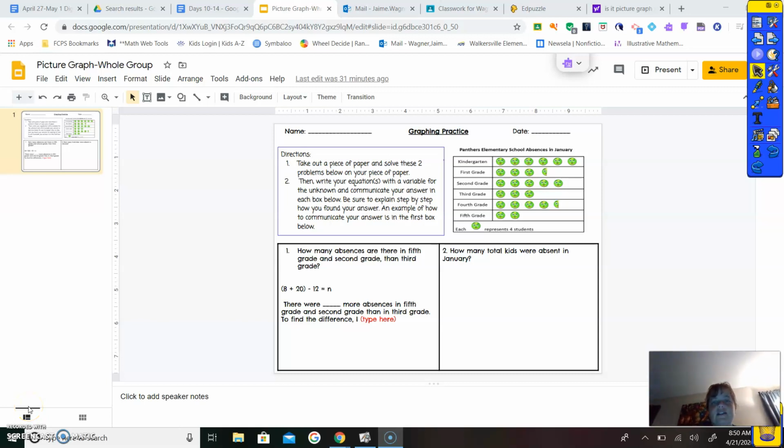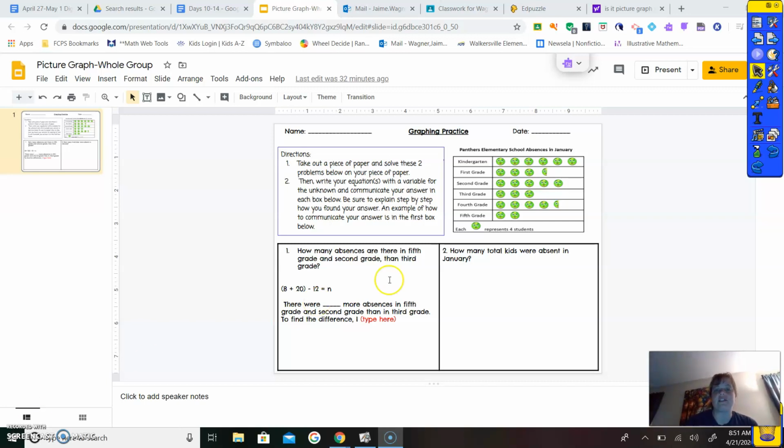Hello, learners. Today we are working on analyzing graphs and answering questions. Our learning target for today is: I can read a picture graph and answer questions about the picture graph. Our success criteria is that I can answer questions and identify an equation with a variable for the unknown to go with the question, and communicate step by step how I got my answer.